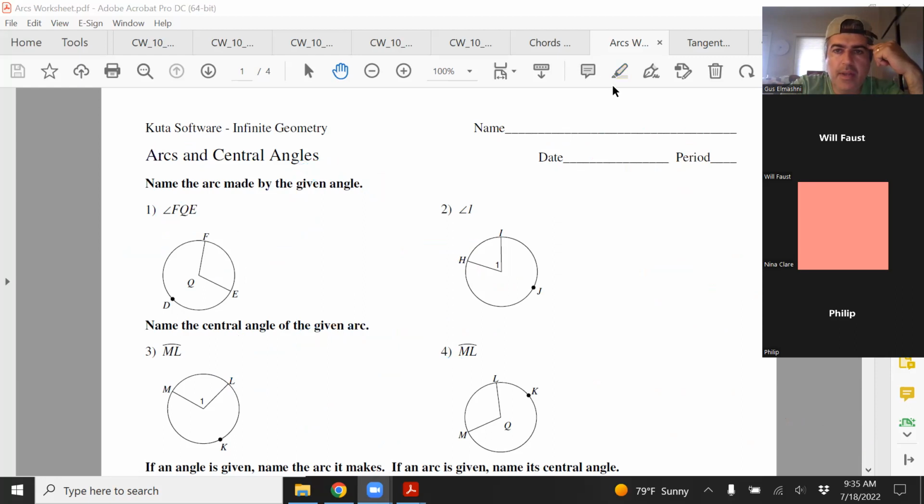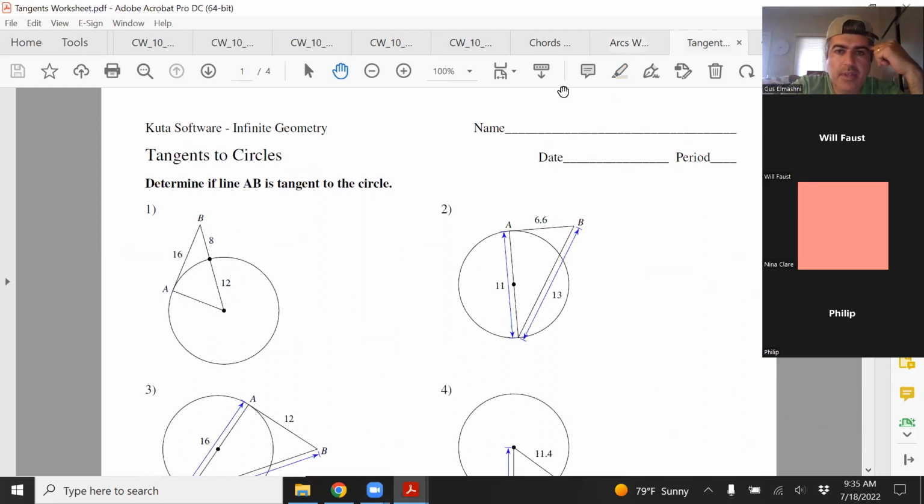The last one on tangents. Remember the key concept here is that the tangent line, which touches the circle at only one point, like grazing the circle, is always perpendicular to the radius. So if you're asked to determine if it's a tangent, you have to use the Pythagorean theorem to see if it's satisfied. So 12 squared plus 16 squared, does that equal 20 squared? It will.